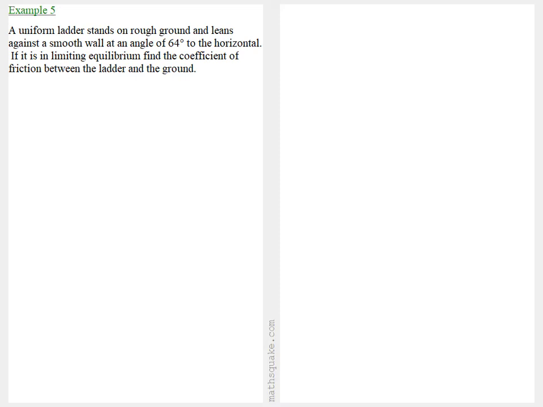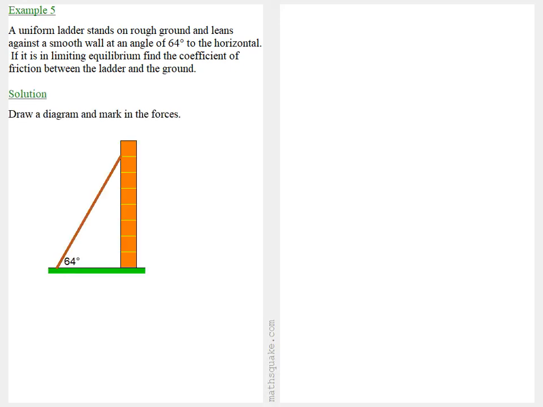Example 5. A uniform ladder stands on rough ground and leans against a smooth wall at an angle of 64 degrees to the horizontal. If it's in limiting equilibrium, find the coefficient of friction between the ladder and the ground. Well, to solve this, draw the diagram and mark in the forces. Let the ladder have length L and mass m. We have the weight of the ladder, mg, acting vertically down halfway along the ladder. The ladder makes an angle of 26 degrees with the vertical.